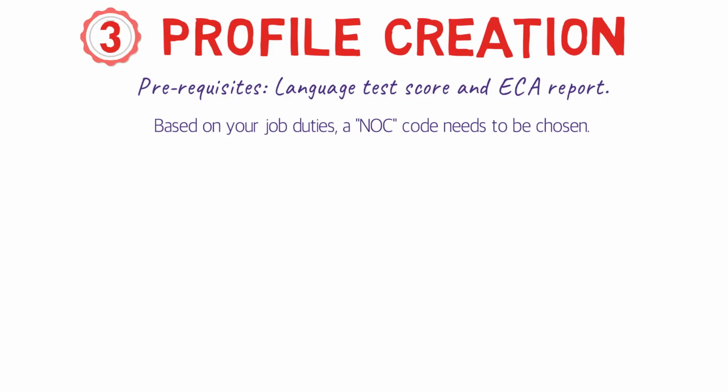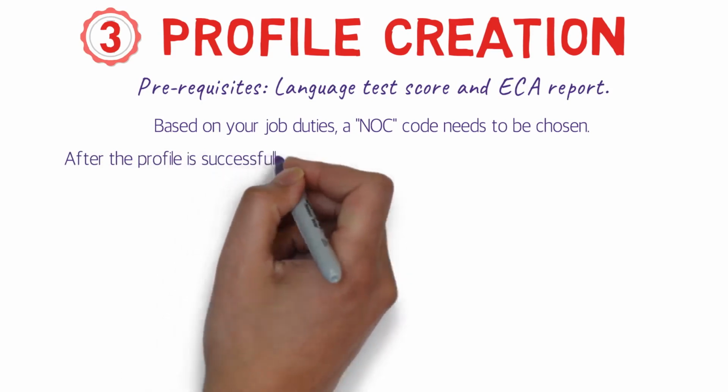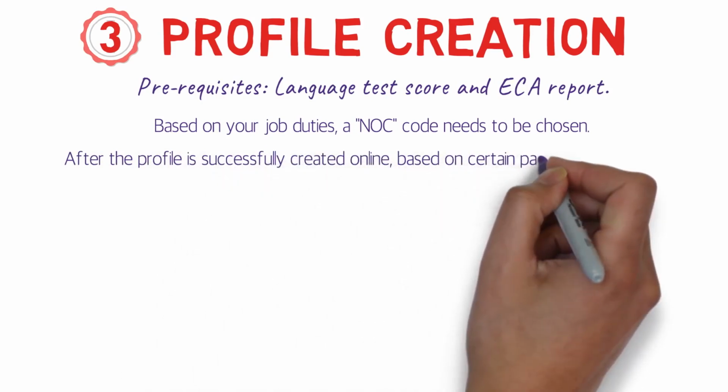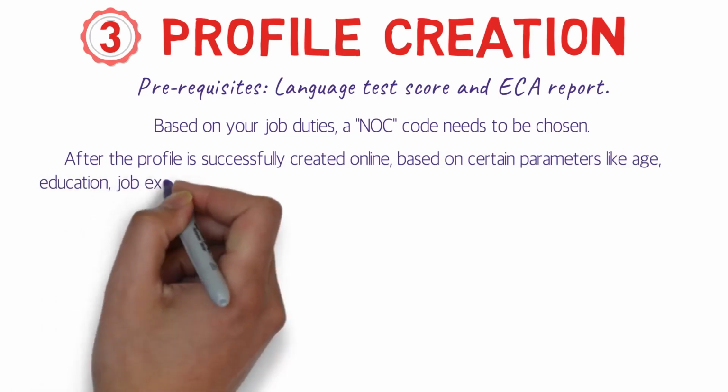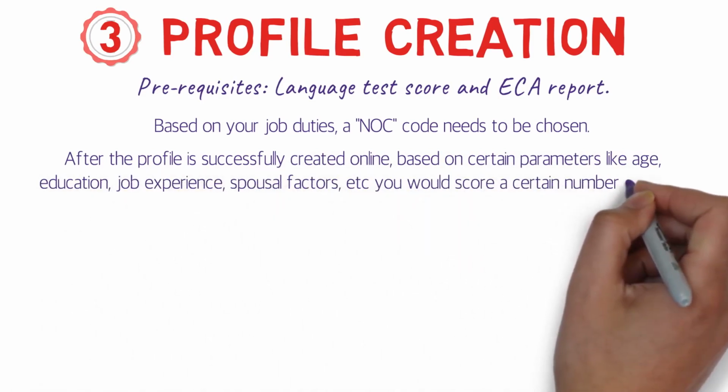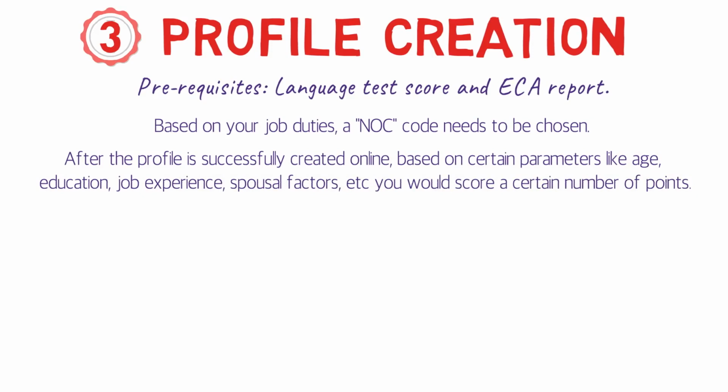If I take an example of the IT industry, a Java developer would have a different NOC code, a manual tester would have a different NOC code, someone in DevOps would have a different NOC code, an automation engineer would have a different NOC code, and so on. After the profile is successfully created online, based on certain parameters like age, education, job experience, spousal factors, etc., you would score a certain number of points, and the total would be called your CRS score. CRS stands for Comprehensive Ranking System.